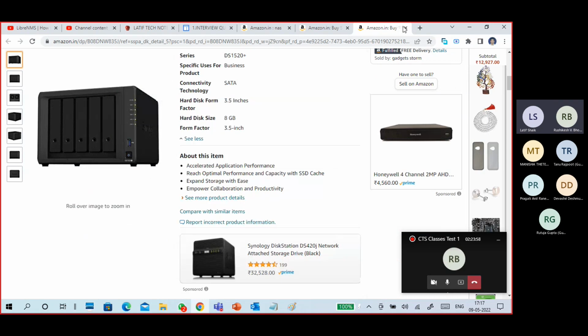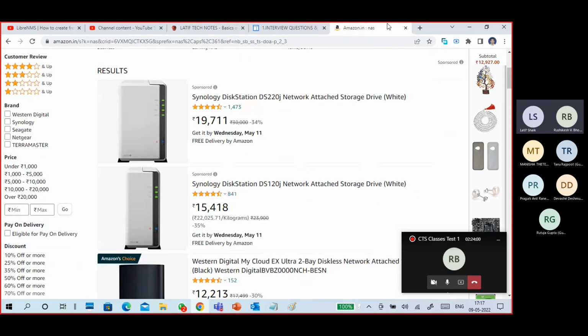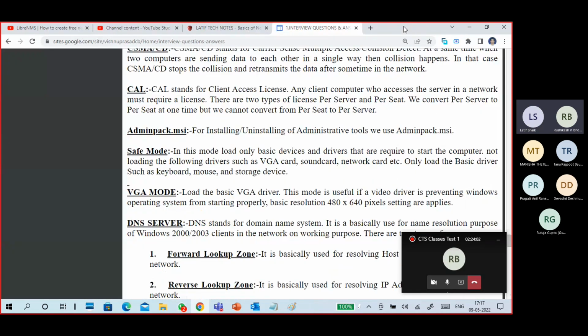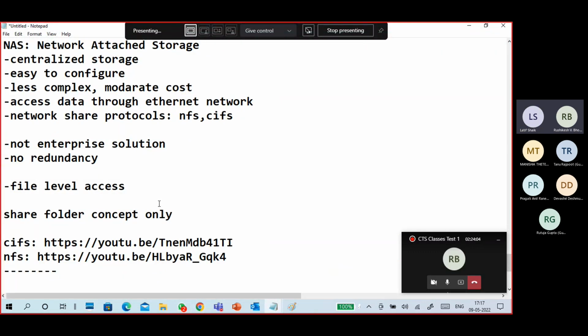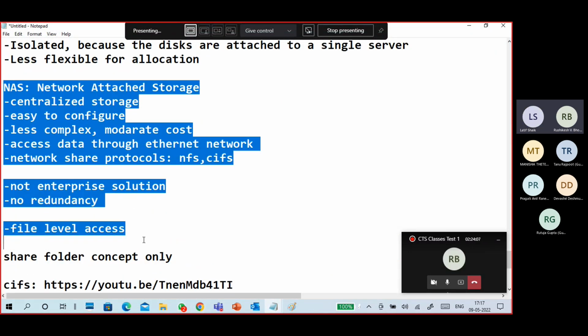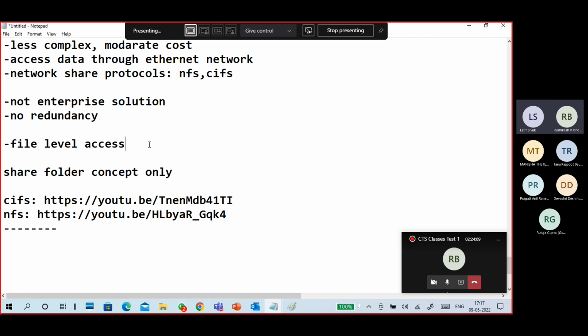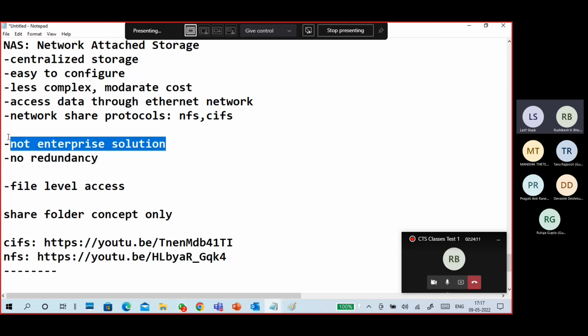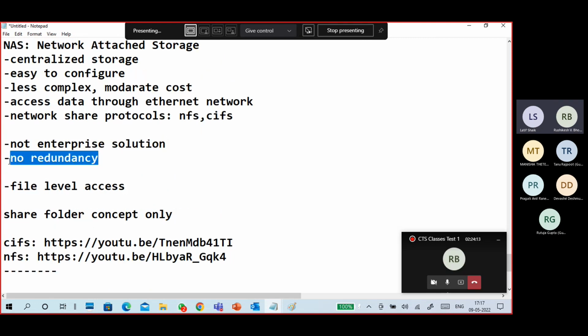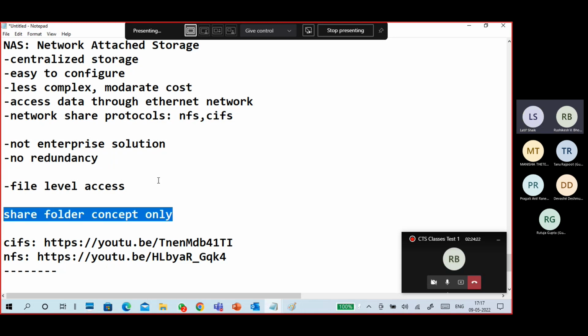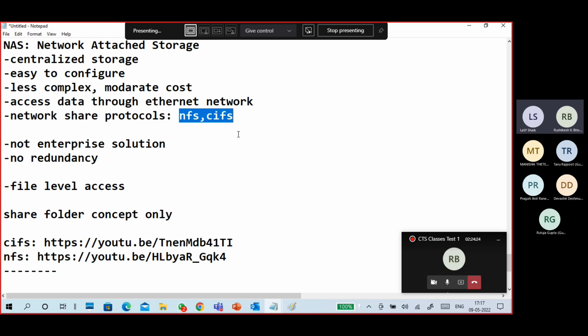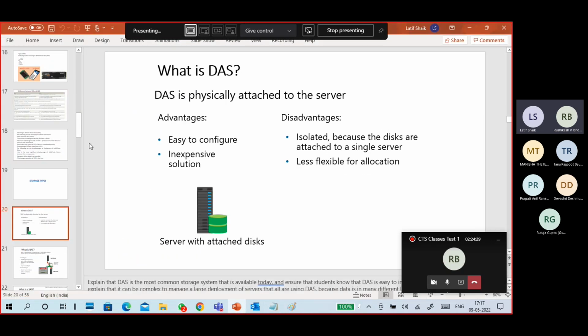Whatsoever it is, guys, this is the NAS storage, network attached storage. For home you can use it, and for basic enterprise also. But there is very little redundancy, or no redundancy. Redundancy means if one disk fails, we can still access the data. It is a file sharing concept only, so we use different protocols such as CIFS and NFS.